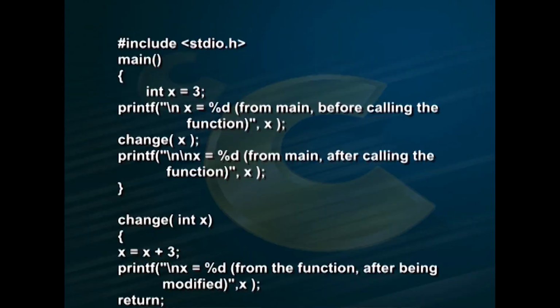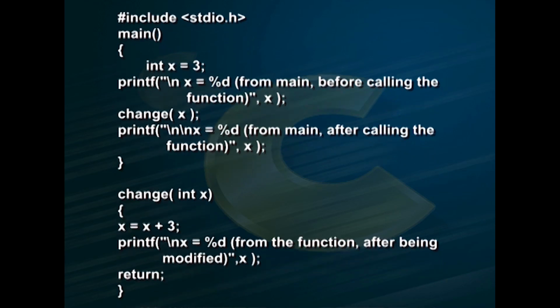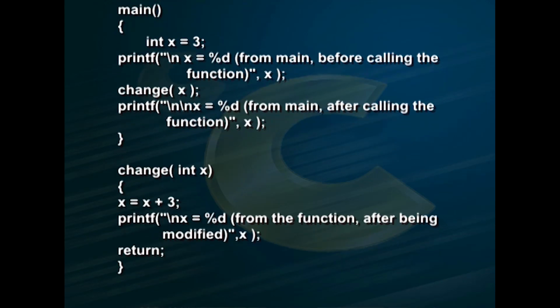Let us consider an example for better understanding. Within this program, within main, we declare a variable x equal to 3 and print x from main before calling the function, and we call the function change x, then again print the variable x from main after calling the function. In function change, we declare an argument int x, then change the value of x, x is equal to x plus 3, then print the value of x from the function after being modified, then return.